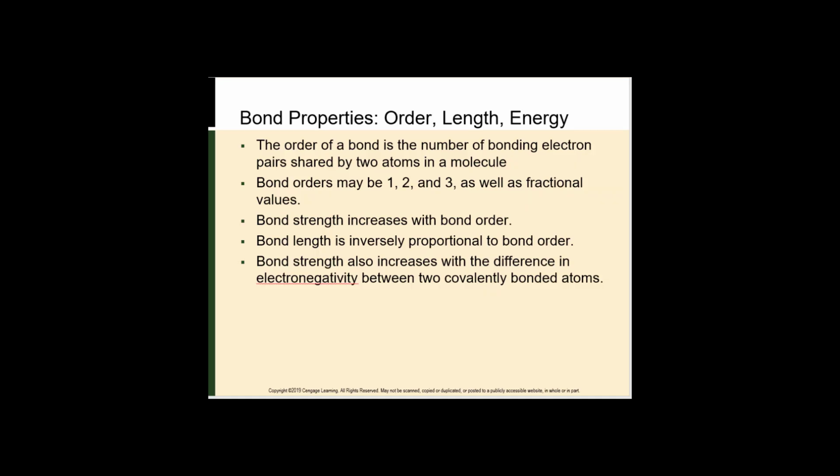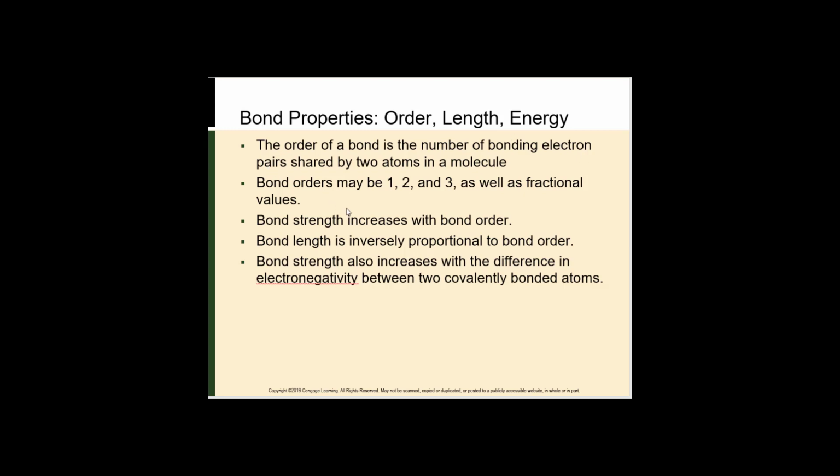This last section that we're going to cover is about bond properties, looking at order, length, and dissociation enthalpy. So you should be able to understand the properties of covalent bonds, like the order, the length, and the bond dissociation enthalpy, and their influence on molecular structure and properties.